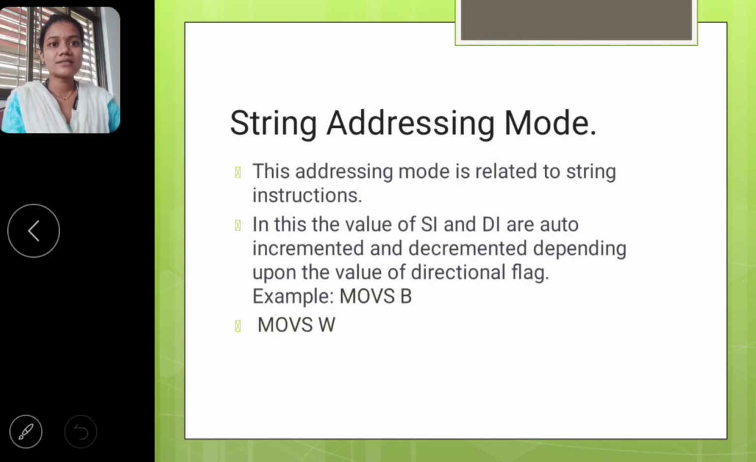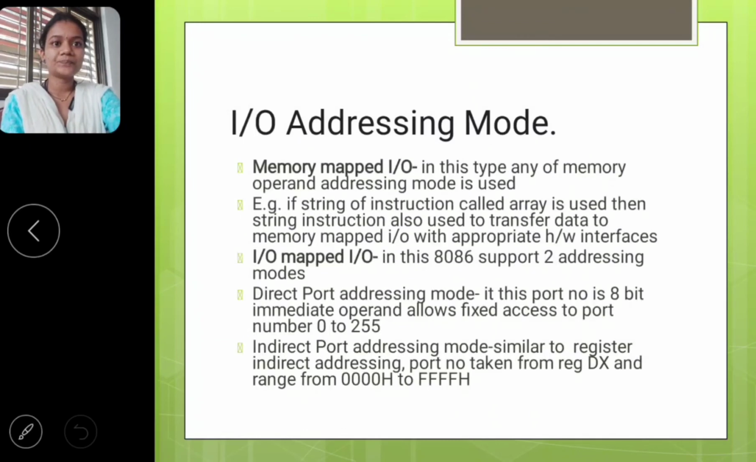Now next is string addressing mode. This is one of the addressing modes of the 8086 microprocessor. In this addressing mode, it is related to string instructions. The values of SI and DI are auto incremented or decremented, depending upon the flag. Suppose MOVSB. So this string addressing mode is used for string related operations only.